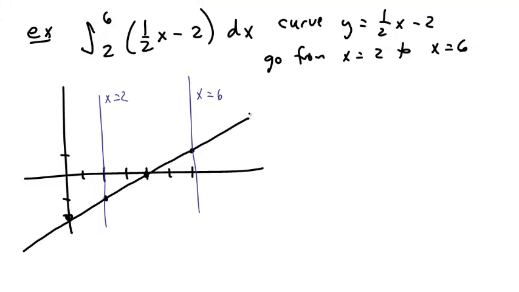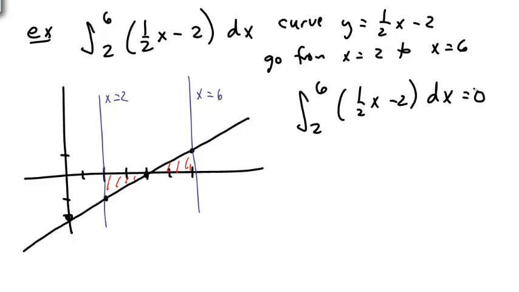and this is almost too easy because, again, this area exactly balances out with that area. So the answer is 0. From 2 to 6, 1/2 x minus 2 dx is 0.